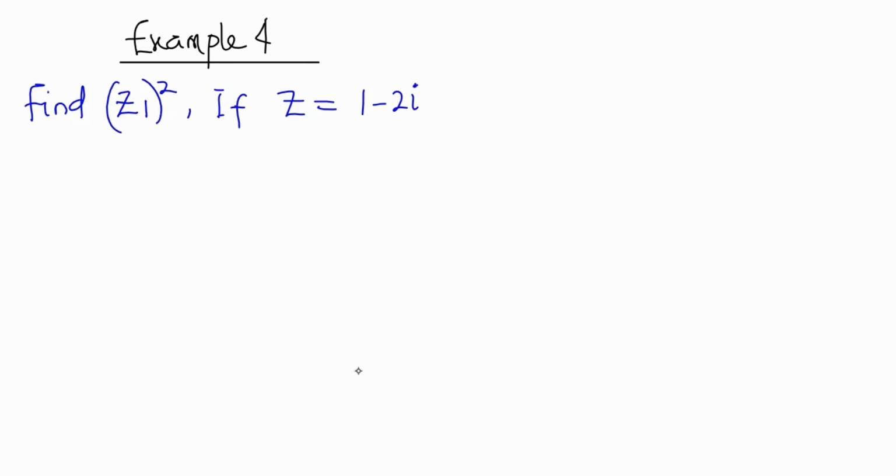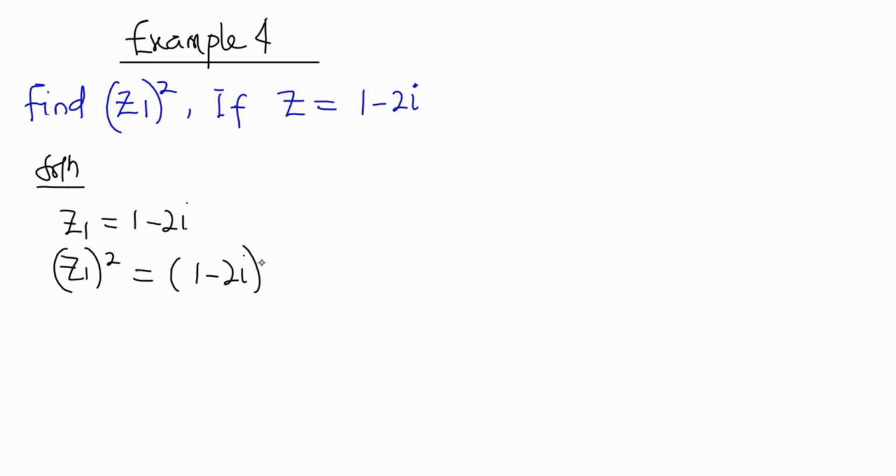So example 4 happens to be the last set of examples for today's video. You can also pause the video and try your hands on this. Find z1 squared if z1 is equal to 1 minus 2i. So solution, z1 is 1 minus 2i, and you want to find z1 all squared. But z1 all squared will be the same thing as 1 minus 2i all squared.